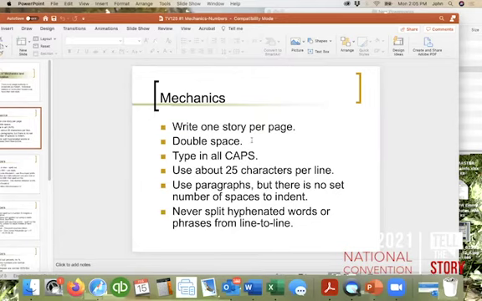Don't split hyphenated words and phrases from line to line, because you might have somebody say, never split hyphenated words from phrases line to line. You see what I'm saying? I'm going down 2 lines there by doing that.